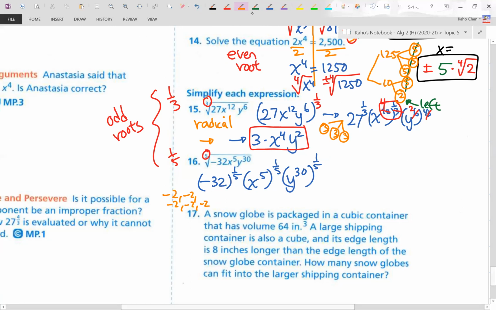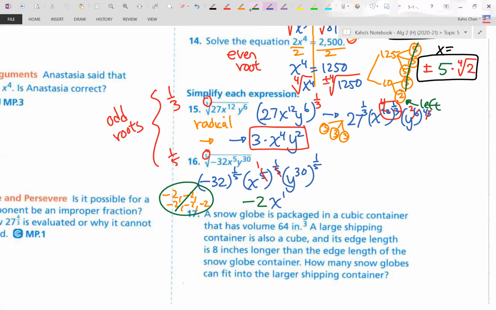They come out as a single -2. 5 to the x to the 5th to the 1/5. Reduce those. That's interesting. That's just x to the 1st. Huh. Cool. And over here, 5 goes into 30 6 times for that last one. y to the 6th.